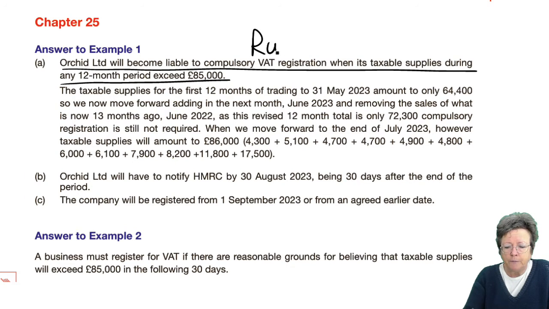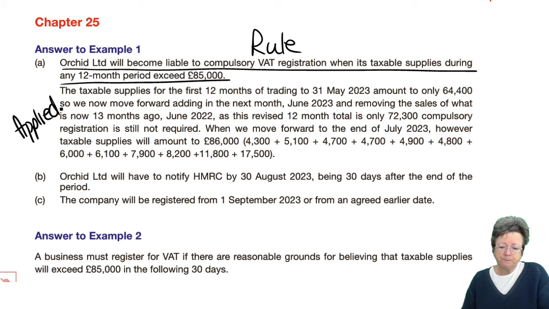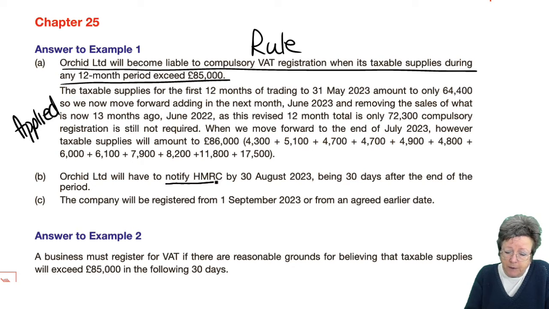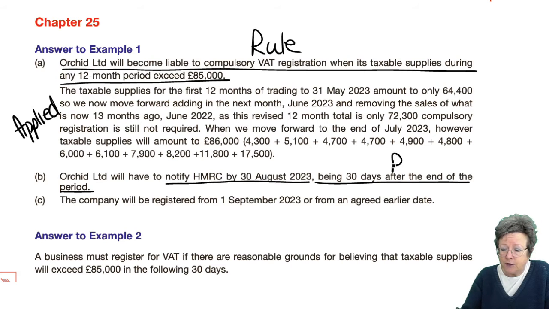That is the rule. This is the application of the rule. That's how we've applied it. So they will have to notify by the 30th of August, being 30 days after the end of the period. Okay, that is the rule. That is how they have applied it.